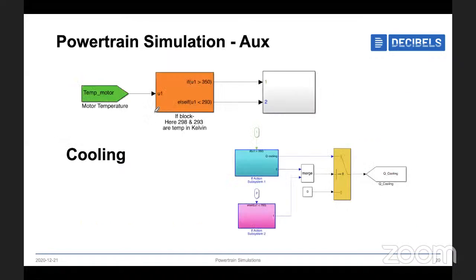And this is the powertrain simulation auxiliary model, only for the battery and motor. So first I will estimate the motor temperature, and I will give this to an if block, so we can operate the motor in between two temperature regions. Here I have given it as 293 to 350 Kelvin. Whenever it goes out of these regions, then I have to send some coolant to the motor, and what amount of coolant I have to send. All those things will be handled by this action subsystem.